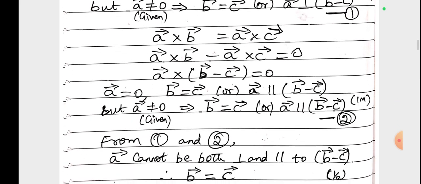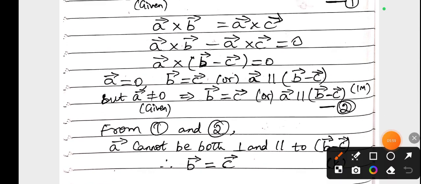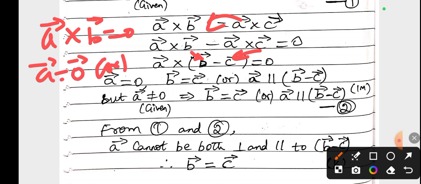In the same way, go for the next one. What's our next one? A cross B equals A cross C. A cross C goes to the other side with a minus sign: A cross B minus A cross C. A vector take common, then B minus C will come. Again, A cross B, you know, when two vectors cross is 0, either A vector is 0, or B vector is 0, or both are parallel.